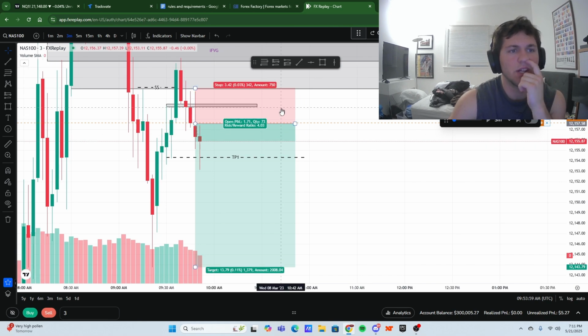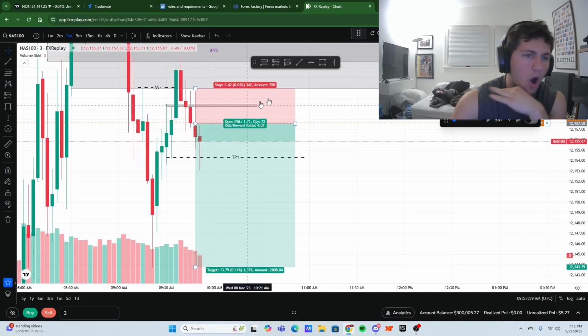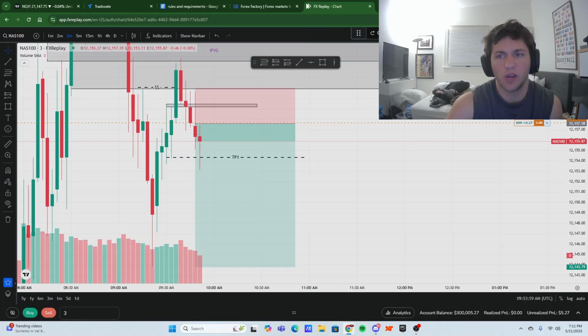So TP1 gets hit. You may be like, oh, would you have gotten stopped out there? I'm always waiting for the candle to close, and it didn't even hit the fair value gap anyway. So automatically, TP1 has been hit. So this is a break-even trade, right?